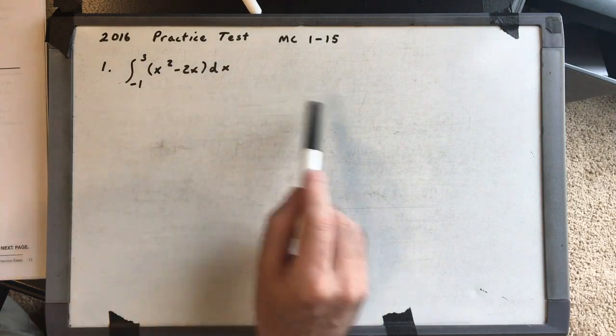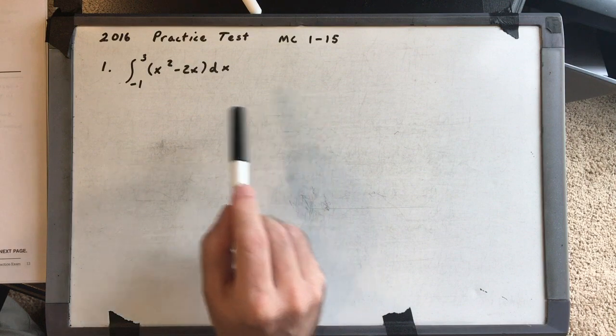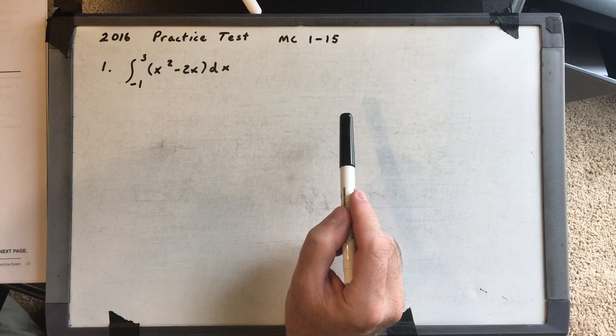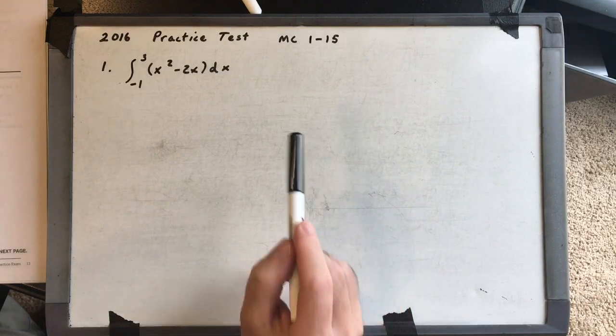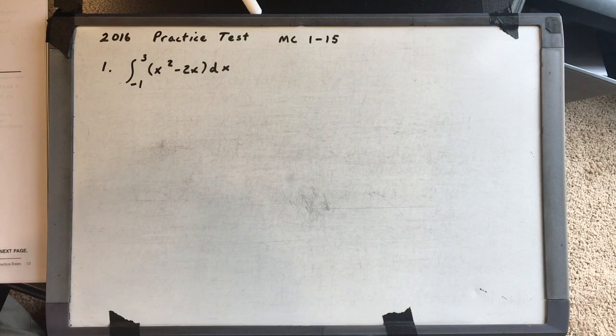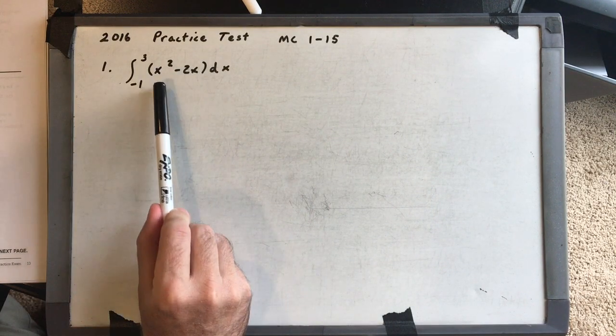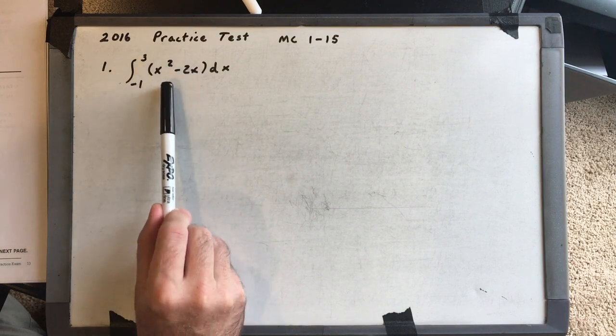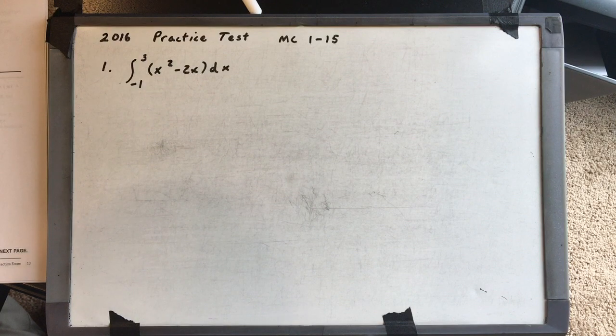So I'm going to work this entire test, both multiple choice and free response, over a series of videos, and when we get to one that I don't think will be on the 2020 test, I'll explain why. So you know you've got the right test if number 1 asks you to integrate from -1 to 3 of x squared minus 2x dx.